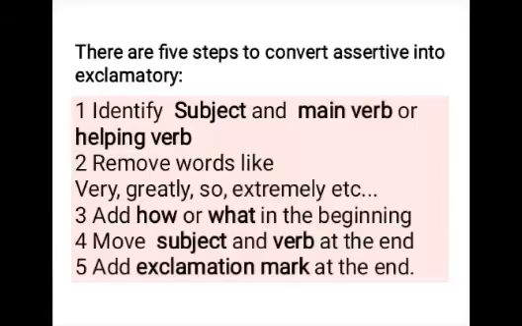Third, add how or what in the beginning. Step 4, move subject and verb to the end of the exclamatory sentence. And step 5 is to write exclamation mark.